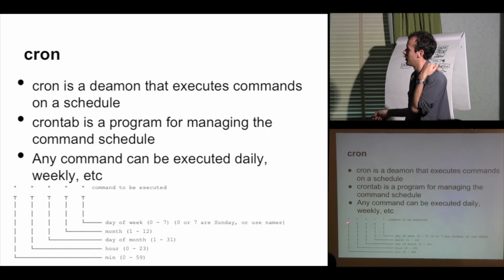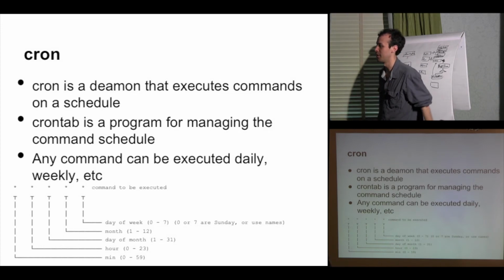Or you could say, if you put a 5 here, every 5 minutes run this command. Or, every March the 3rd, you can run a command. So if you have something that you want to happen automatically, periodically, it will just do this.